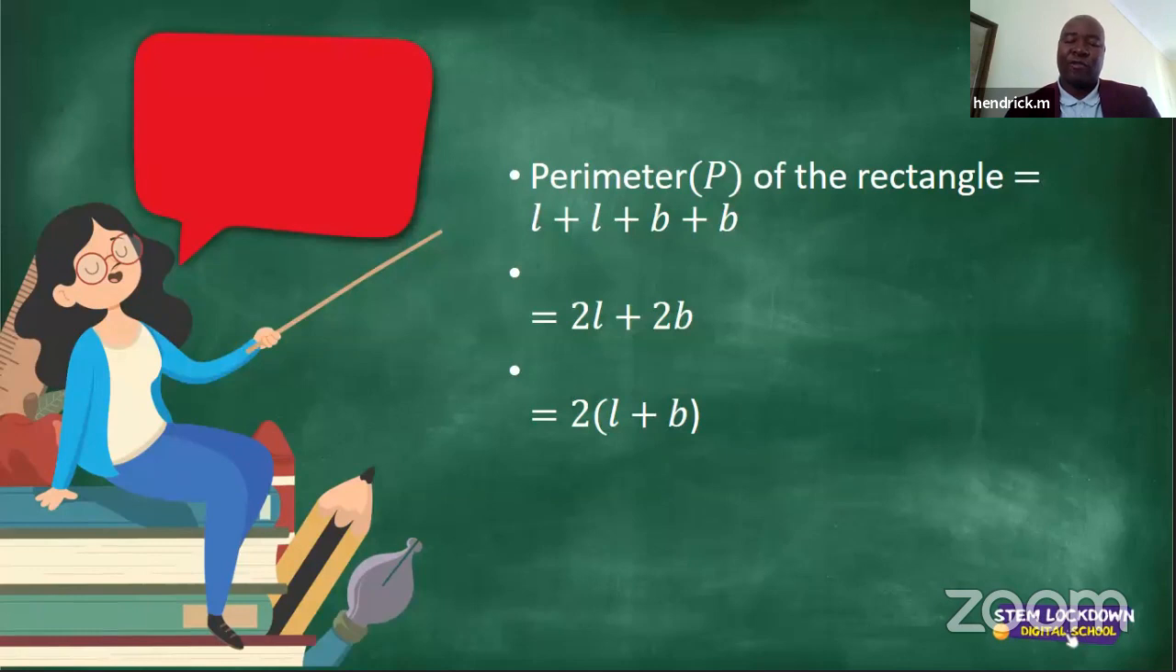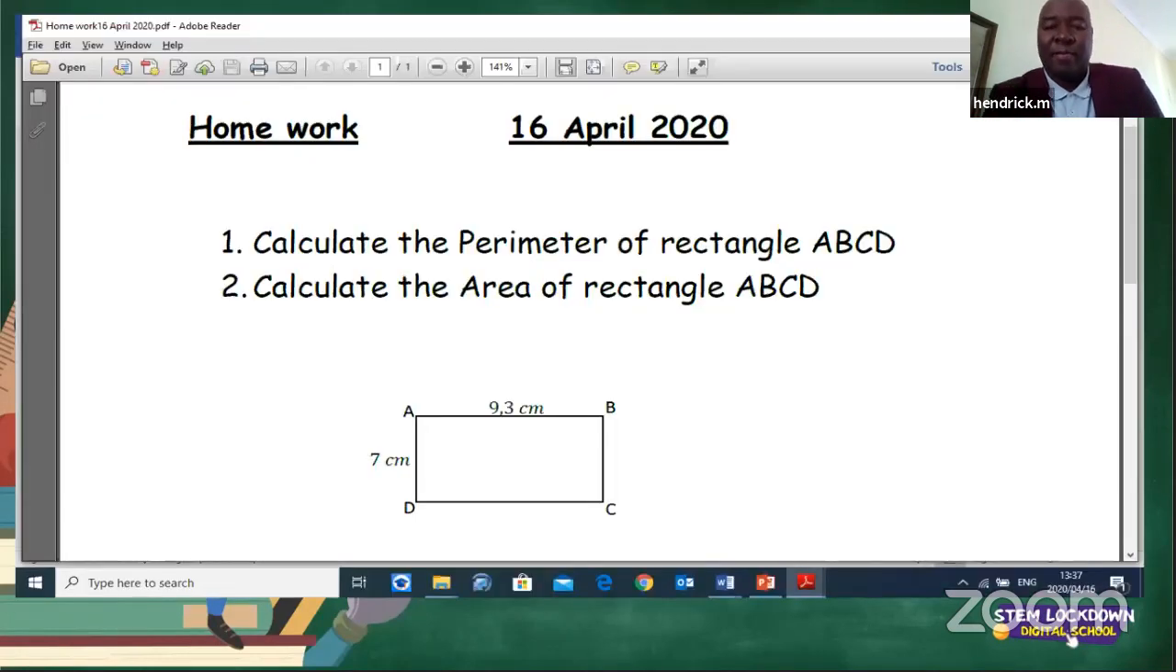Now, today, we are going to focus on the perimeter of any polygon. But before we get there, yesterday I gave you this homework. I said we must calculate the perimeter and the area of rectangle ABCD. Can we mark this homework quickly, just in the next 3 minutes? Let's calculate the perimeter of rectangle ABCD. You are given the side AD, which is 7 centimeters, and the side AB, which is 9,3 centimeters. So can we find the perimeter?